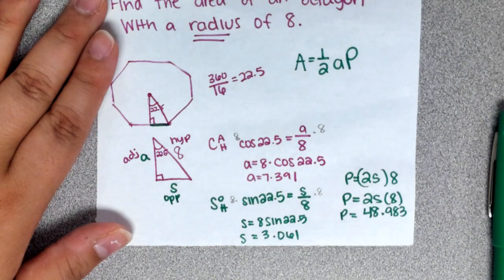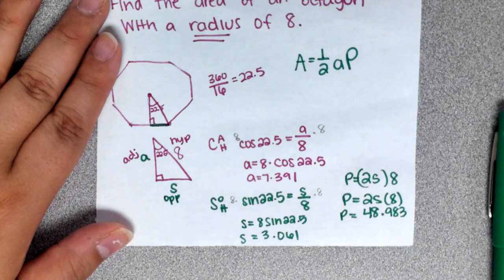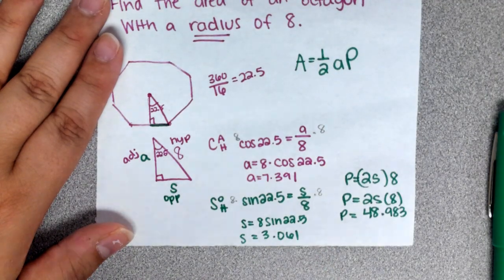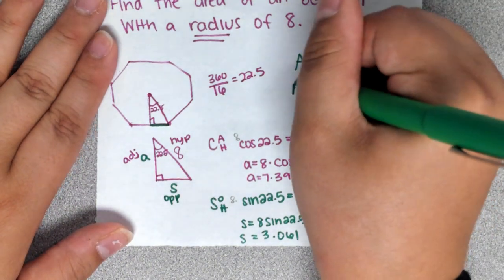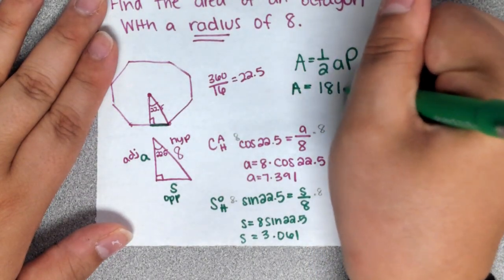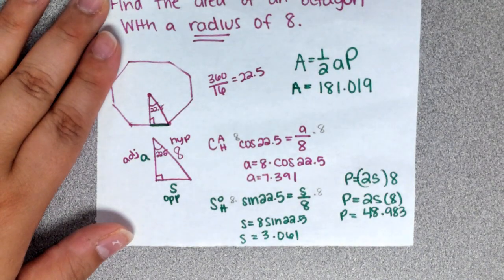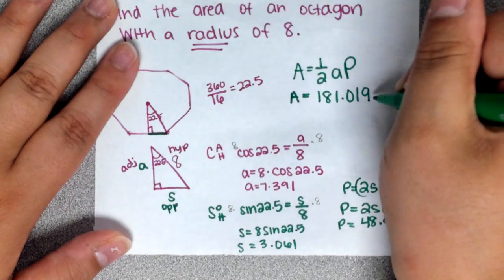So now in your calculator, instead of typing in these numbers, I just want you to do 1/2, put the little a, put your capital P, and it should calculate the area for you. Instead of putting in these rounded numbers and getting a wrong rounded answer, put in the letters that you stored them in. So my area, if I type this in the calculator, is 181.019. Did it give us units? It did not give us units. I'm just going to put units squared.